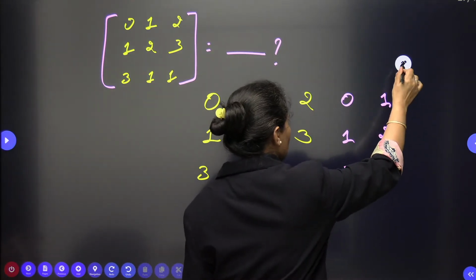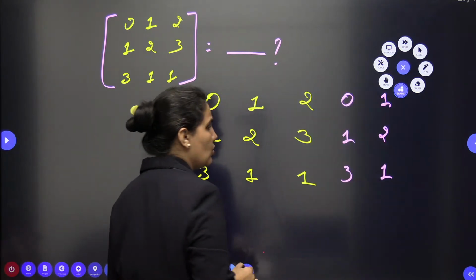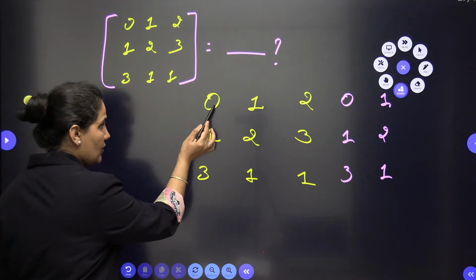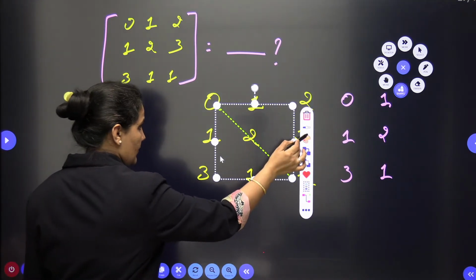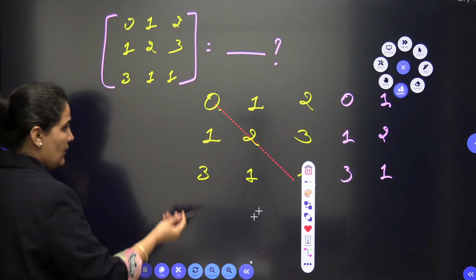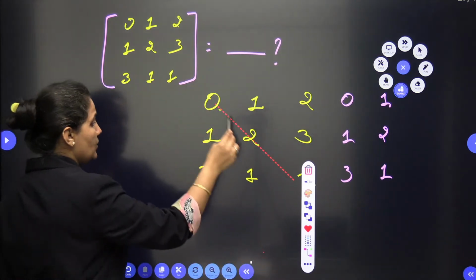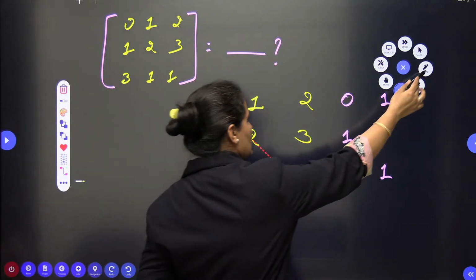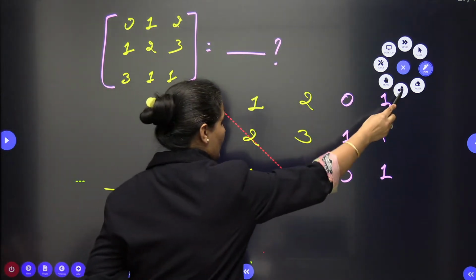So for finding this one, we will go with the grouping. First of all, we will go with the grouping from upper to the lower side. So if I multiply 0 into 2 into 1, the result will be 0. The same pattern I will approach here.